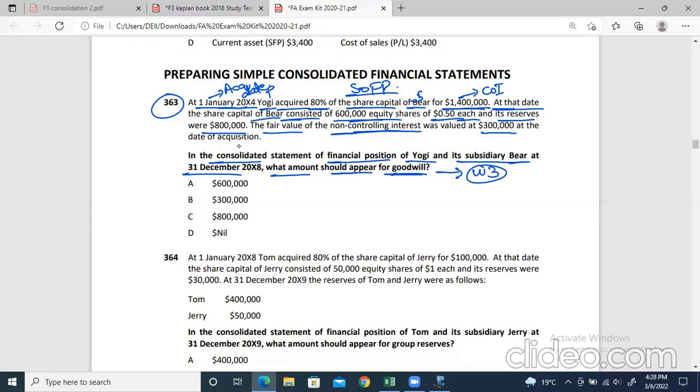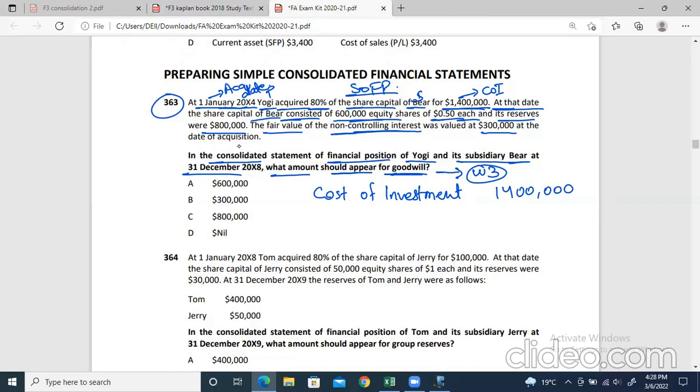We can easily calculate working three over here. So in working three, if you remember, first of all, we had to write cost of investment. Now the cost of investment is given over here in the question. It's $1.4 million, so 1,400,000. This is the first thing. Now, if you're confused about the workings, you can open it in front of you. I've already sent you the notes.